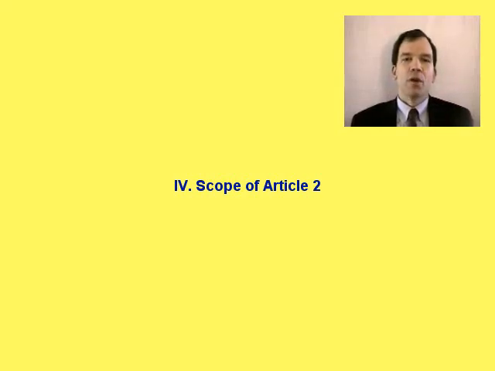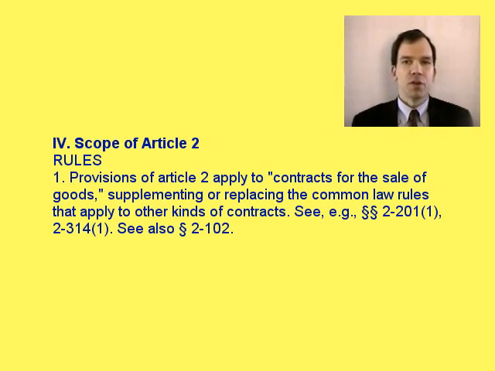In this video, we're going to review some of the rules that we've learned concerning the scope of UCC Article 2. The first rule is that provisions of Article 2 apply to contracts for the sale of goods, supplementing or replacing the common law rules that apply to other kinds of contracts. For example, Section 2-201 adds a requirement that contracts for the sale of goods for a price of $500 or more must be evidenced by a signed writing. Similarly, Section 2-314 says that certain contracts for the sale of goods come with an implied warranty of merchantability.